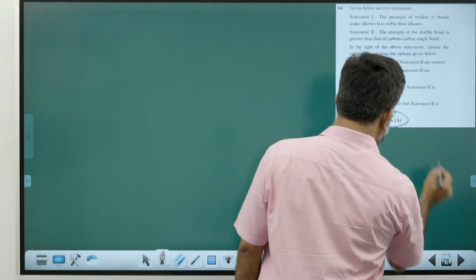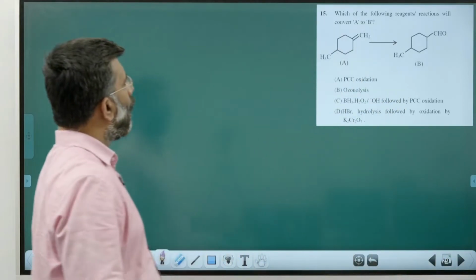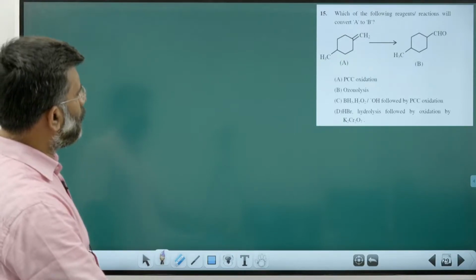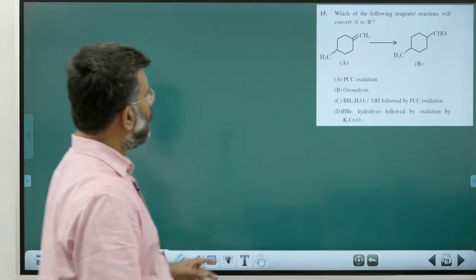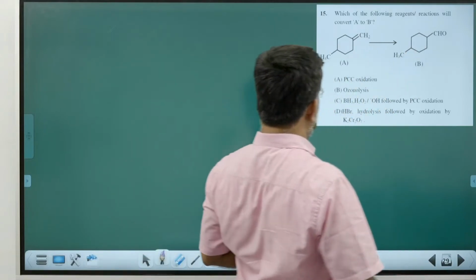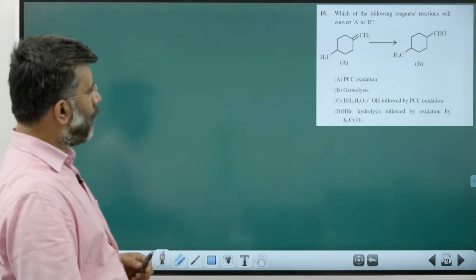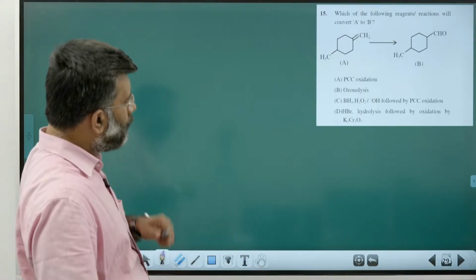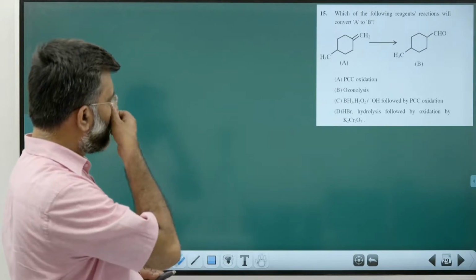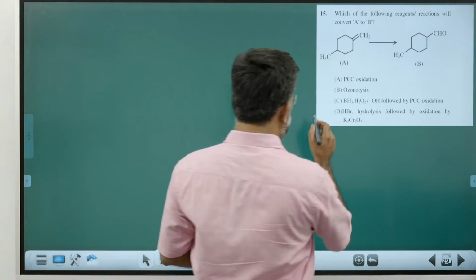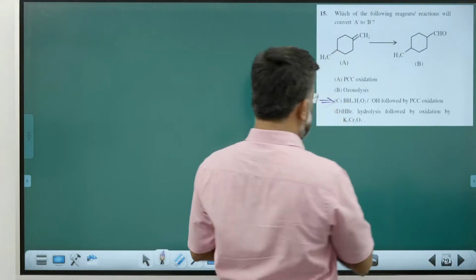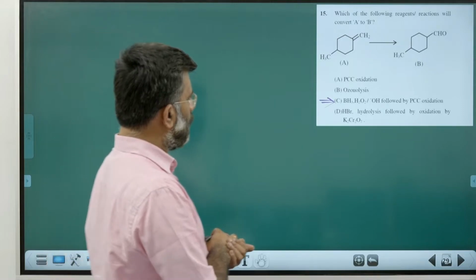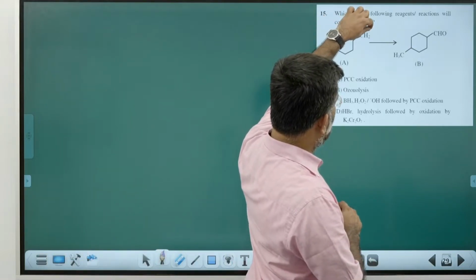Option A. Which of the following reagents or reactions will convert A to B? We want this to get converted to this. Is it PCC oxidation, ozonolysis? Is it hydroboration followed by PCC oxidation? And that will be the correct possibility. Option C will be the correct possibility because during hydroboration, we can introduce an OH group over here.